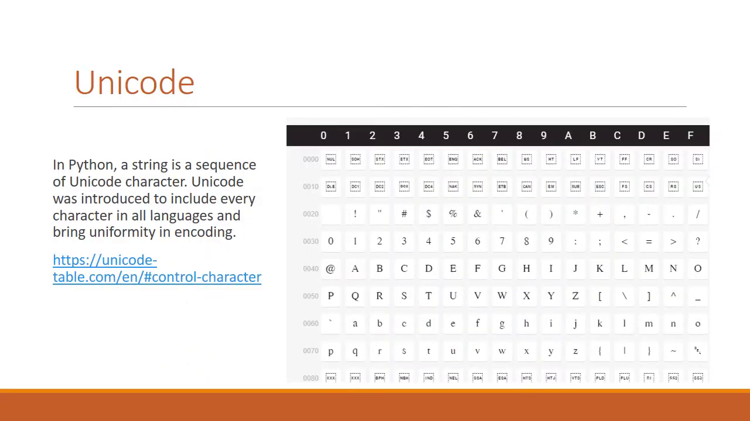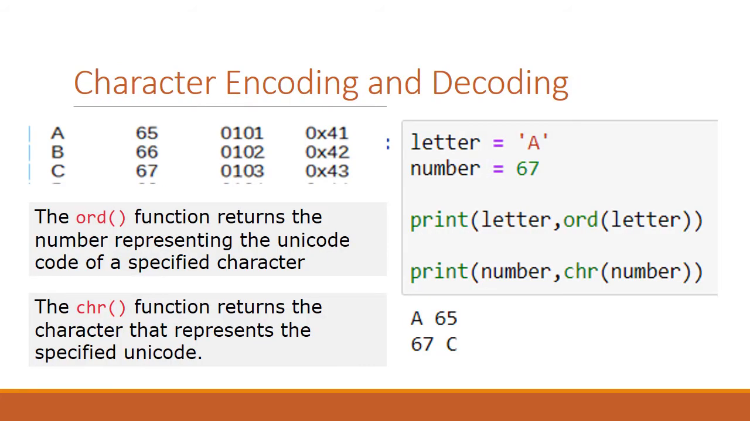Unicode is an expanded version of the ASCII characters. Unicode was introduced to include every character in all languages and bring uniformity to encoding. Python provides two functions that allow us to encode and decode characters. The ord function returns the number representing the Unicode code for a specific character, and the chr function returns the character represented by the specific Unicode.